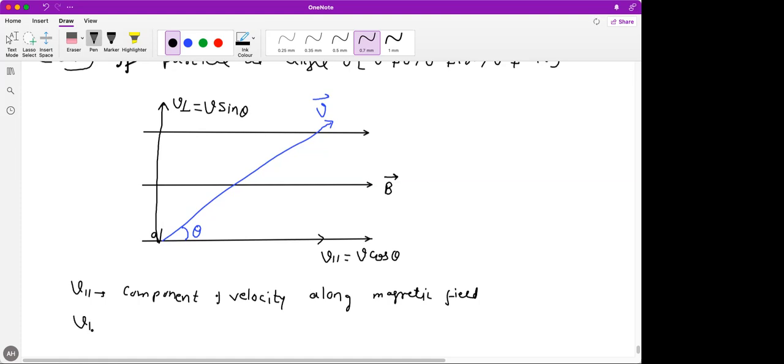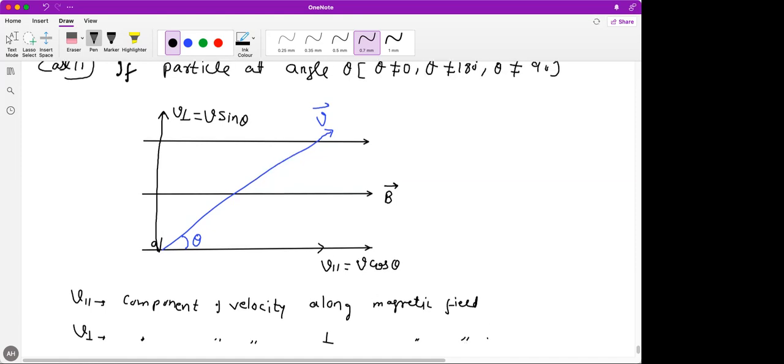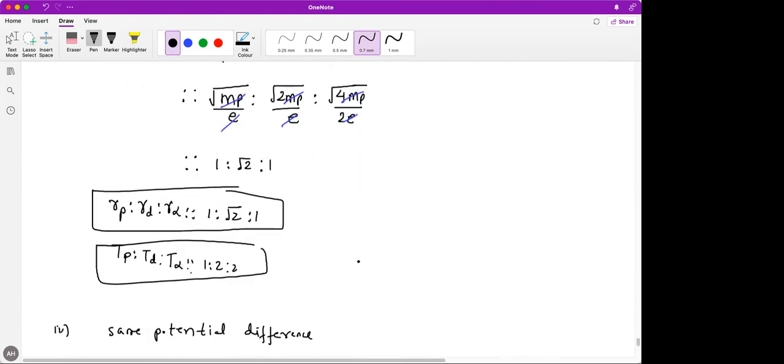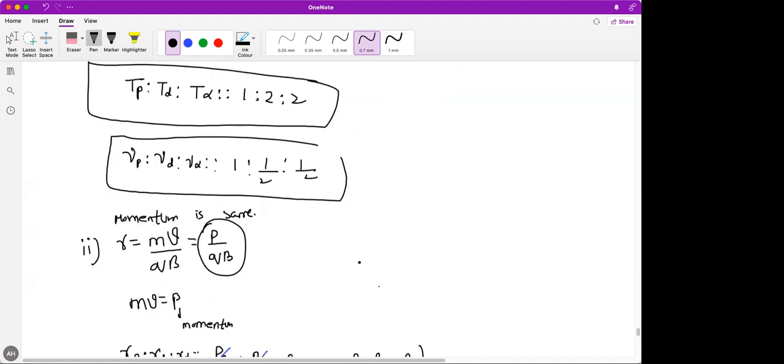And what is V perpendicular? It's the component of velocity perpendicular to the magnetic field. Now, to decide the path of the particle, we'll be using case 1 and case 3. We use these two cases simultaneously.